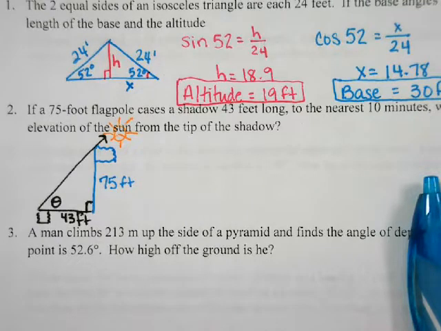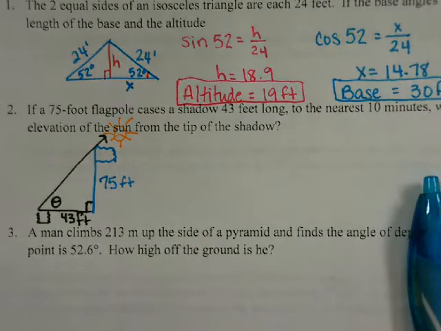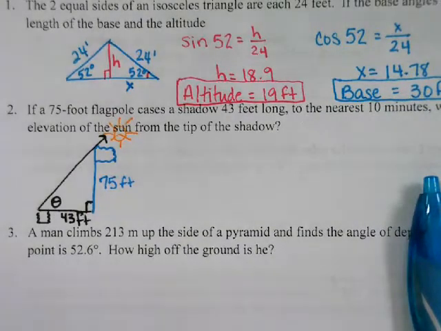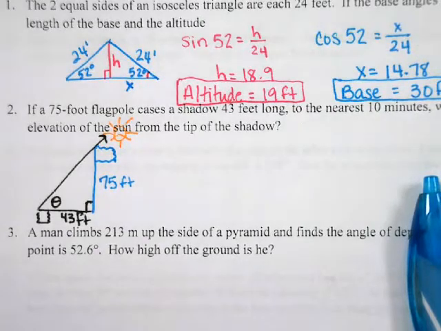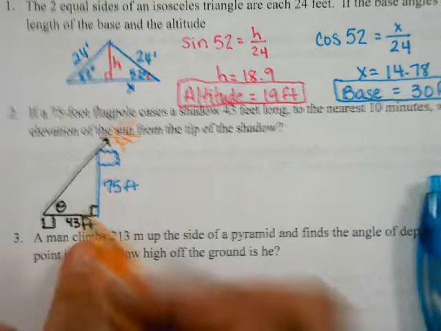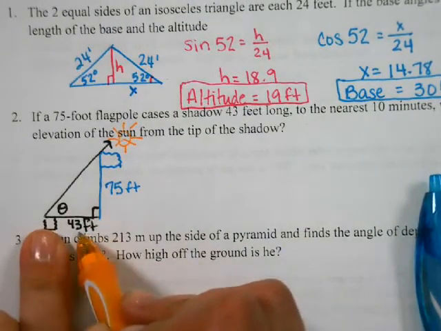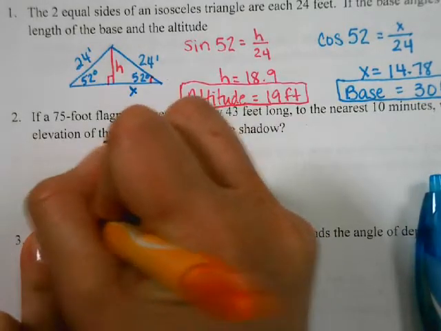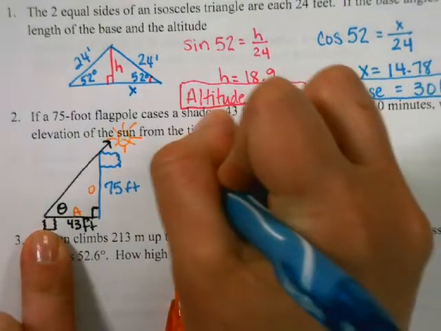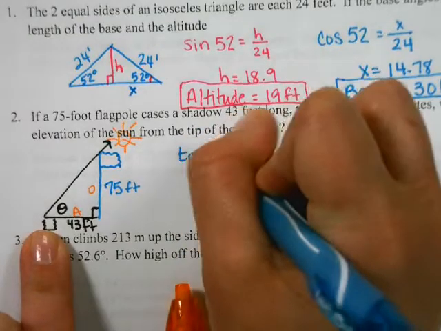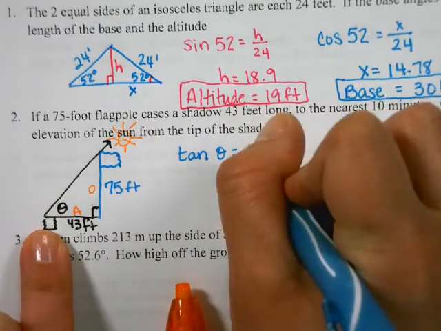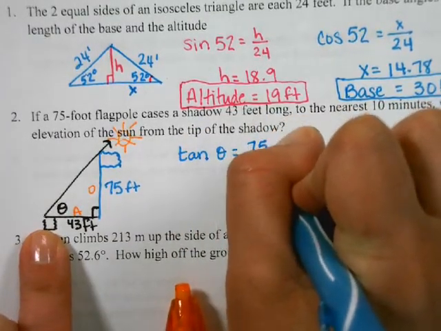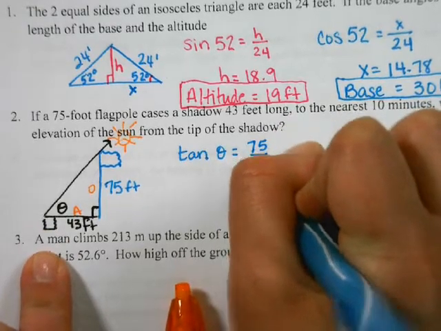Here you go, Gift. All right, so which trig function should we use? Tangent. Here's my angle, opposite over adjacent. So the tangent of theta is equal to opposite, 75 over 43.